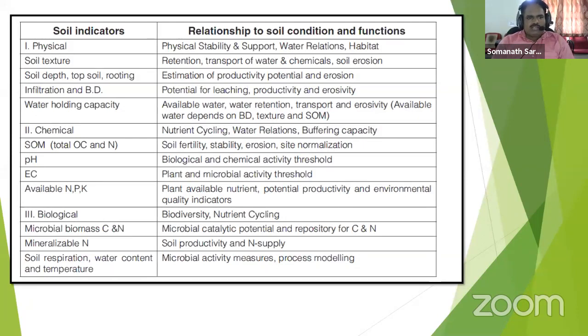Physical indicators involve the soil texture, soil depth, topsoil, and the rooting of the plants, infiltration and bulk density. Bulk density directly relates to the infiltration of water and soil moisture into the soil. Where the infiltration rate is high in the soil, the water table level also improves at that place, and it improves the growth of the plants. And where bulk density is high, then the compaction of the soil is high there.